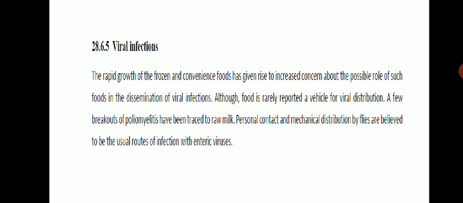Next we're going to see viral infection. Viruses are again important agents. They form in milk and cause various types of illnesses and diseases. The rapid growth of frozen and convenience food has given rise to increased concern about the possible role of such foods in dissemination of viral infection. Although food is rarely reported as a vehicle for viral distribution, a few outbreaks of poliomyelitis have been traced to raw milk. Personal contact and mechanical distribution by flies are believed to be the usual routes of infection with enteric viruses.